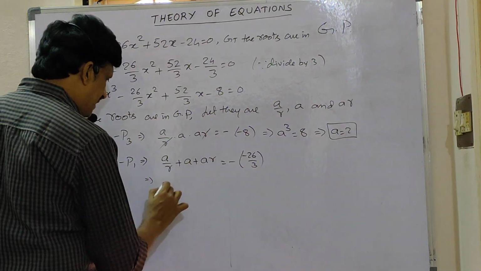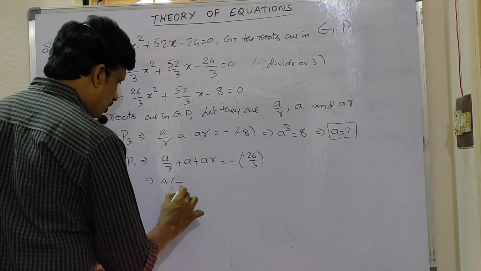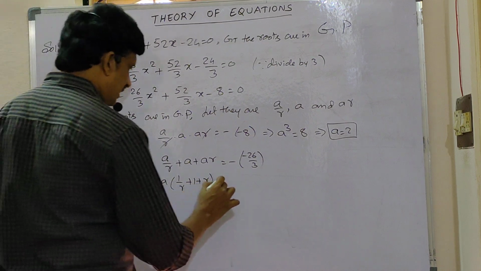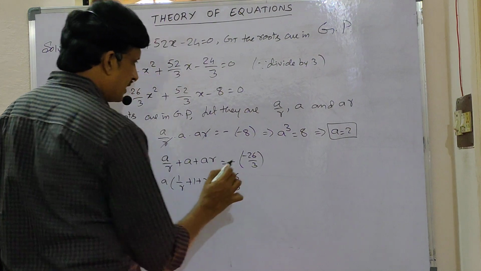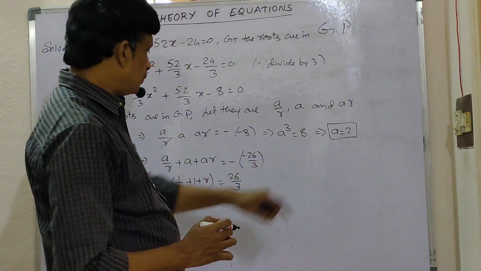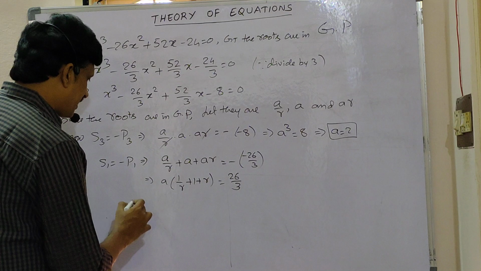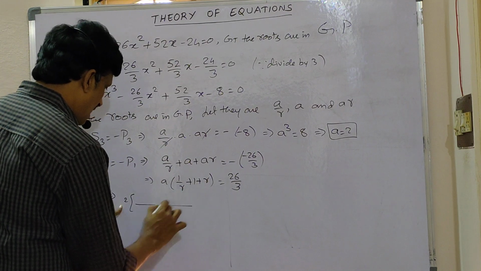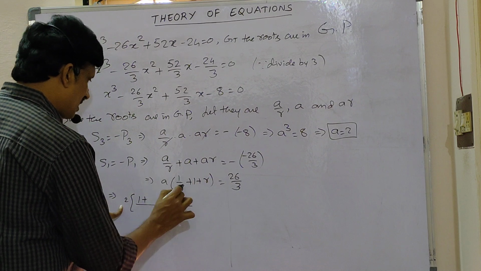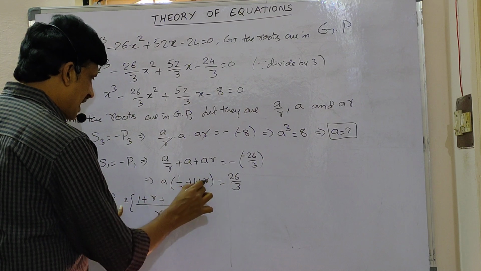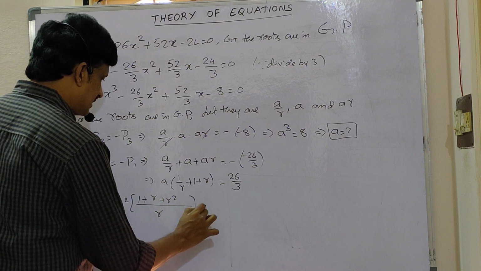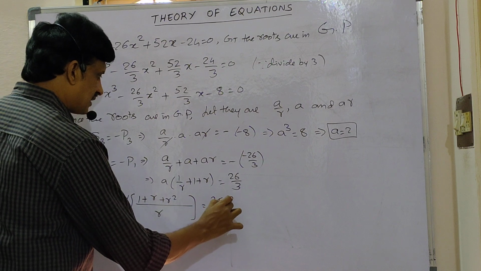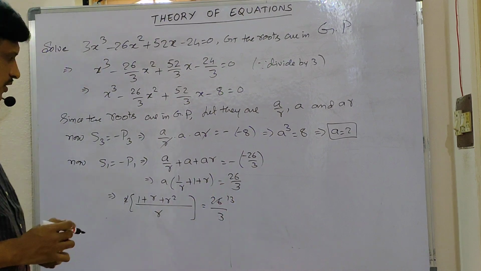Now here A is the common term. By taking A common, you are getting 1 by R plus 1 plus R is equal to 26 by 3. But the value of A we got here is 2, so in the place of A you can write 2. So here take the LCM. R is the denominator. This will be 1 plus R plus R square is equal to 26 by 3. This is 2 times, so 13 by 3 you are getting.